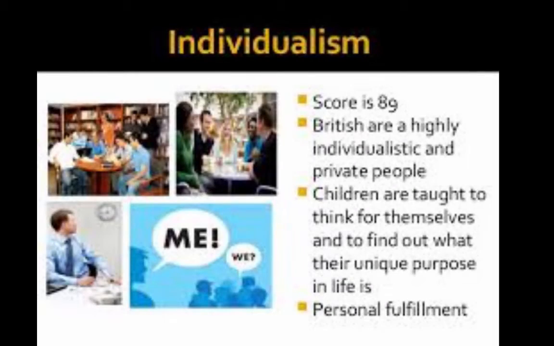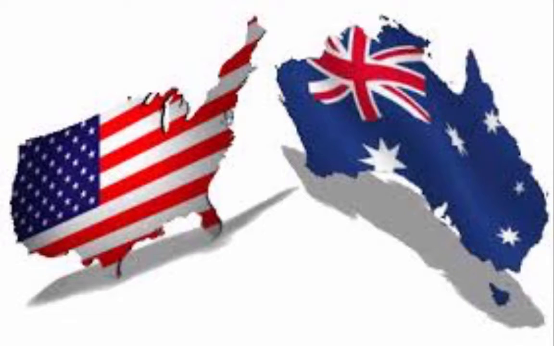At a score of 89, the UK is amongst the highest of the individualist scores, beaten only by some of the Commonwealth countries it spawned.